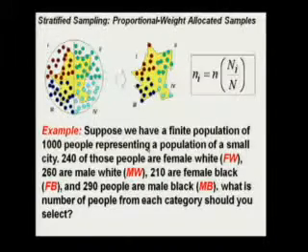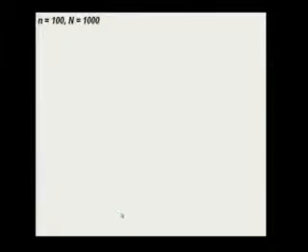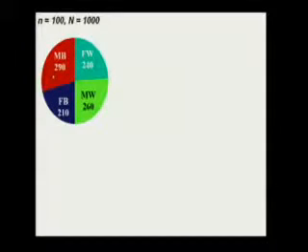Suppose we have a finite population of 1,000 people, representing a population of a small city. 240 are female white, 260 are male white, 210 are female black, and 290 are male black. What's the number of people from each category we should select? Here we need a 100 sample size. The population size is 1,000. And here is the pie chart that represents the divisions of each category and the sub-population size in each category.